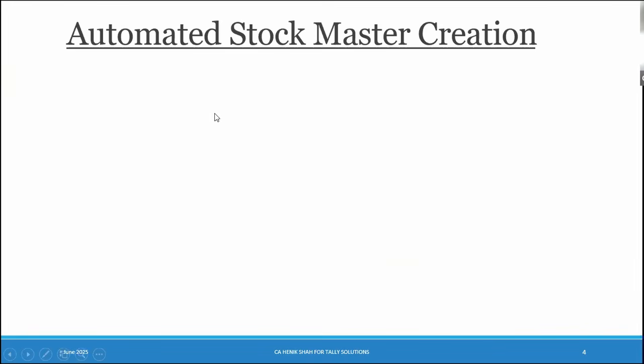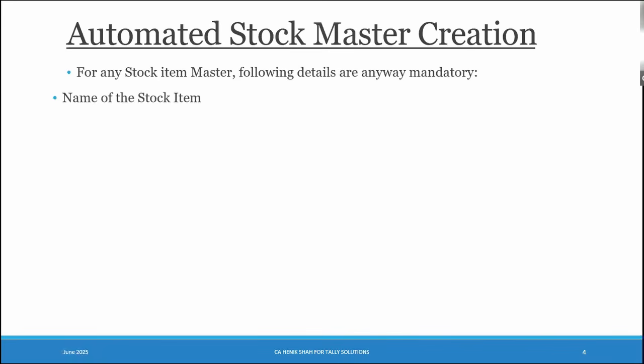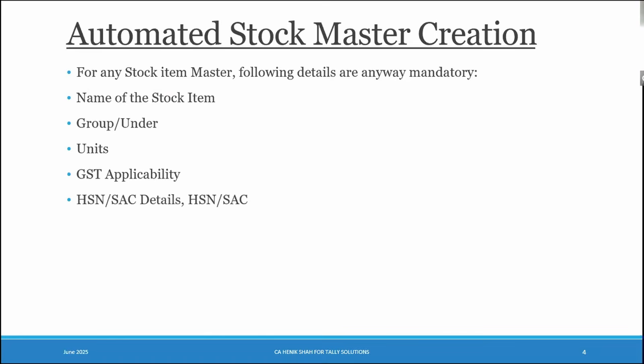So whenever it comes to, say for example, automated stock master creation, stock item, yes, we saw. Grouping under, in our case we saw primary. Units, obviously, if you are doing GST accounting, whether it is pieces or a dozen or a kilogram. GST applicability, obviously applicable whenever you do GST accounting. HSN SAC details, obviously you need. Again, GST rate details, taxability type, whether it is taxable, exempt, etc.